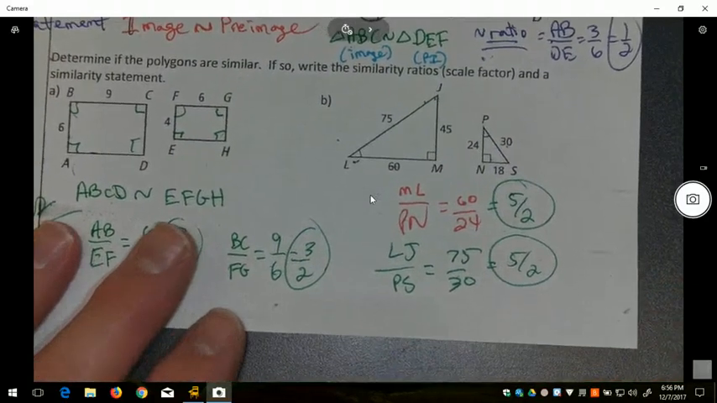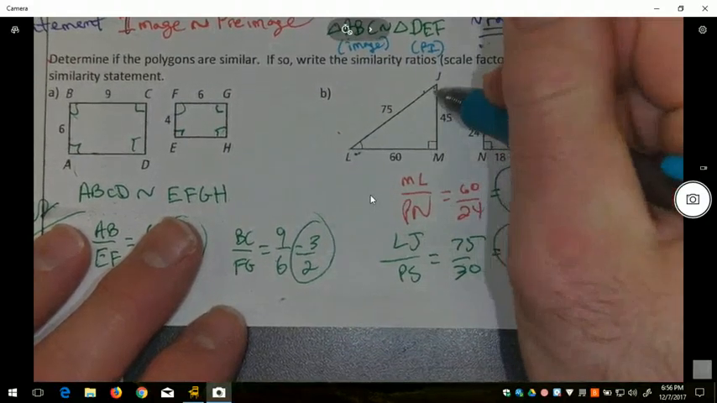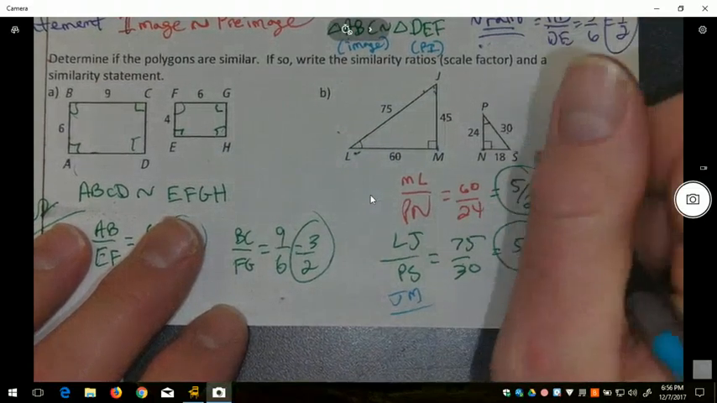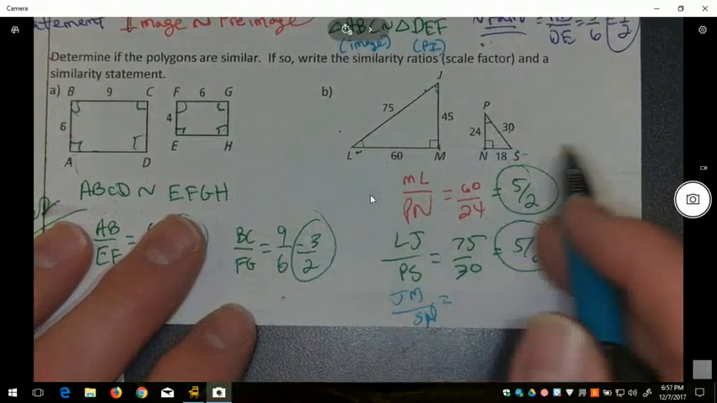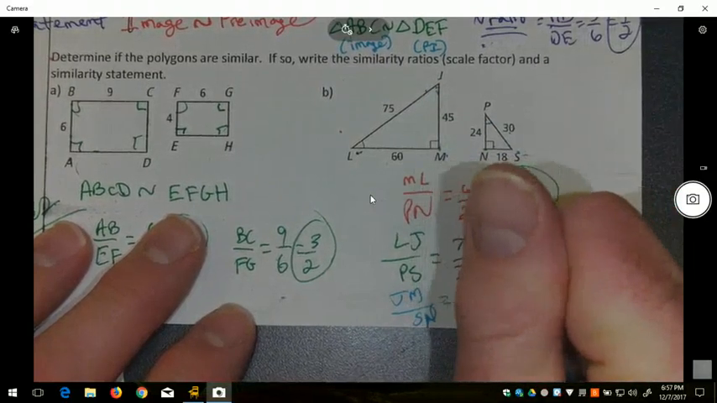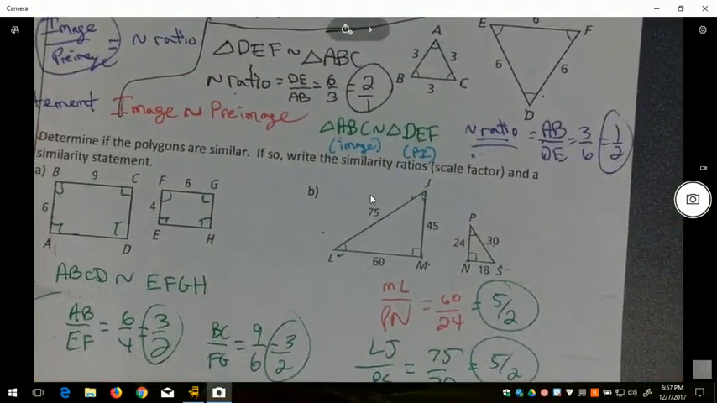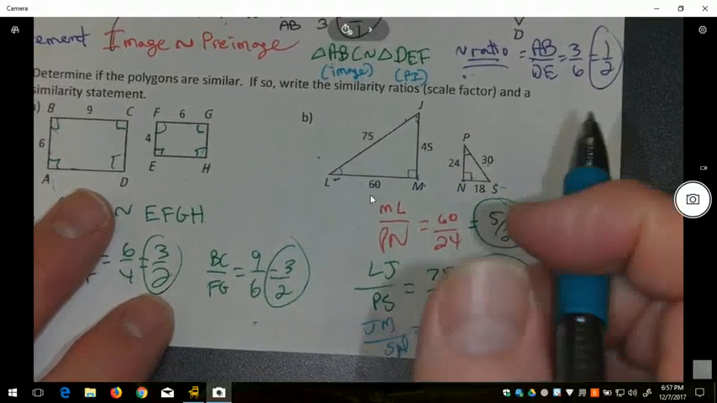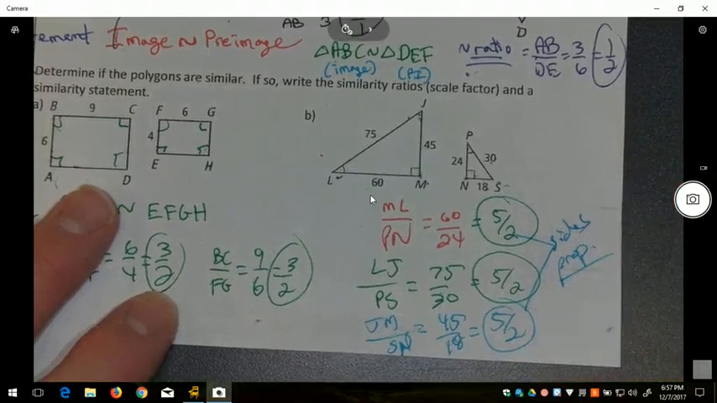If it didn't, then at this point I would know that they're not similar. And lastly, the unmarked angle to the right angle is JM. The unmarked angle to the right angle is SN. SN, not SW. So that would be 60, no, not 60, 45 over 18. 9 goes into both of those, which also reduces to 5/2. So at this point, I know that the sides are proportional. All the sides are proportional.